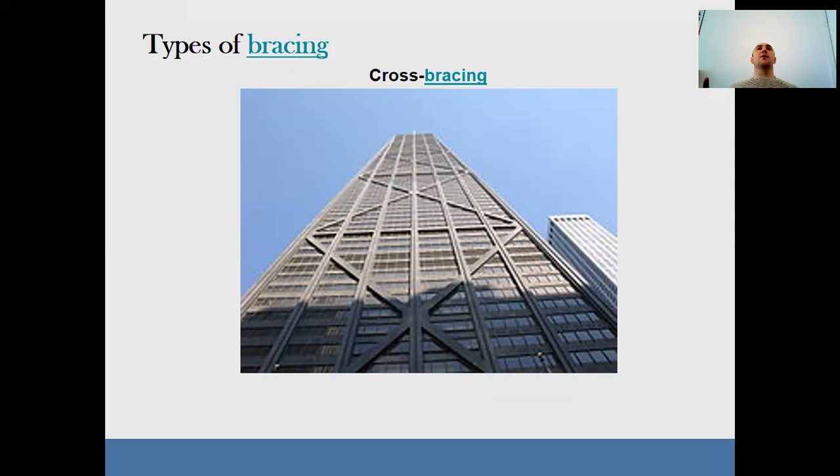However, cross bracing on the outside face of a building can interfere with the positioning and the functioning of window openings. It also results in greater bending in floor beams.